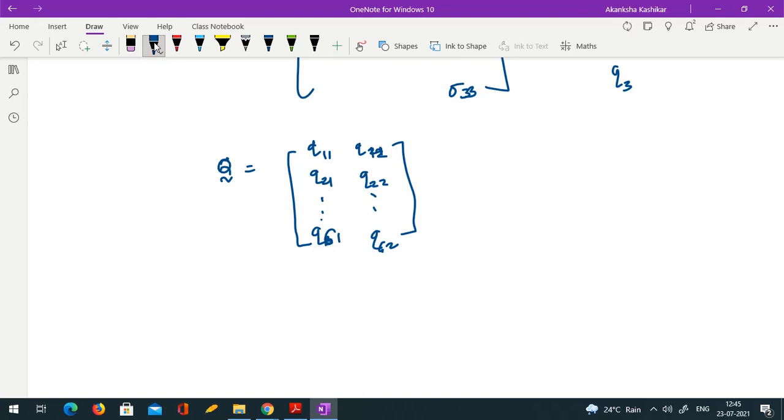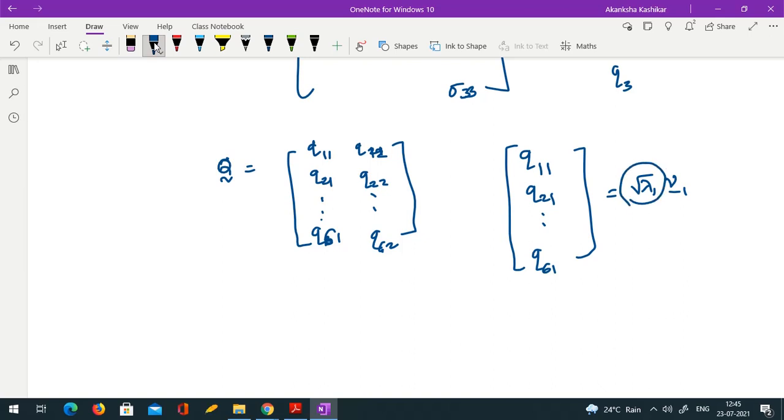What I know is Q11, Q21, Q61. This has been obtained as root lambda 1 times nu 1. Am I right? This is what we know. Am I right? Okay, so what else do you know? You want to compute lambda 1, right? You have values of Qi's. Do you know something about nu 1? Do you have some information about nu 1?